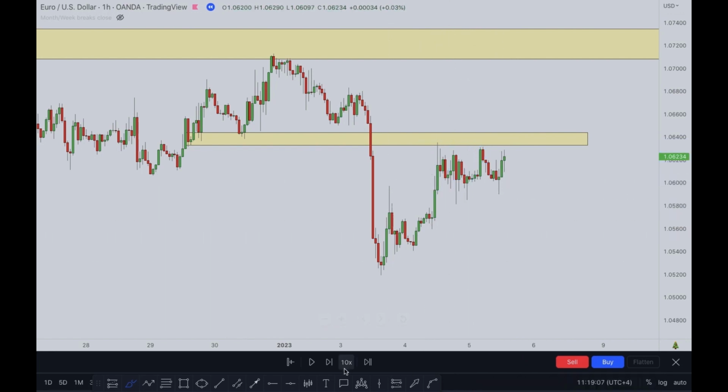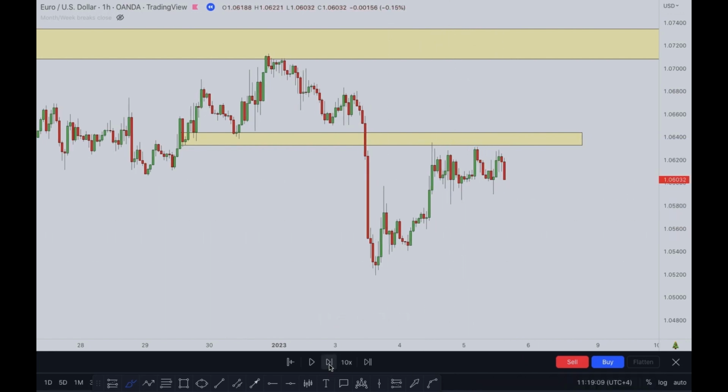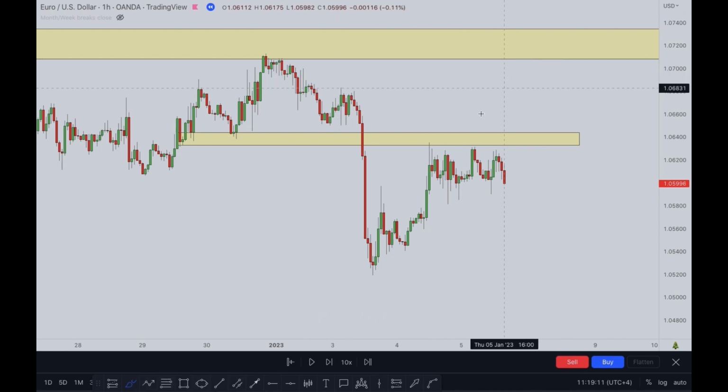So let's fast forward this and also see something. I confirm that this is a possible triple top. We have the first top, the second top, the third top, and then price is failing to break above this zone, right? So we were just waiting for a selling opportunity.